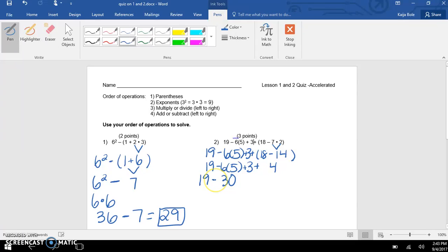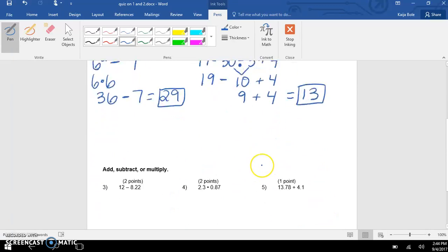And I do have a typo here. This is not addition in between here. This is division. So we divide by 3 plus the 4. And then again, before we can add or subtract, we need to finish out our multiplication and division. So we're going to do 30 divided by 3, which is 10. Bring down everything else. And now we're going to move from left to right. So 19 minus 10 is 9 plus 4. And 9 plus 4 is 13, which is our final answer.